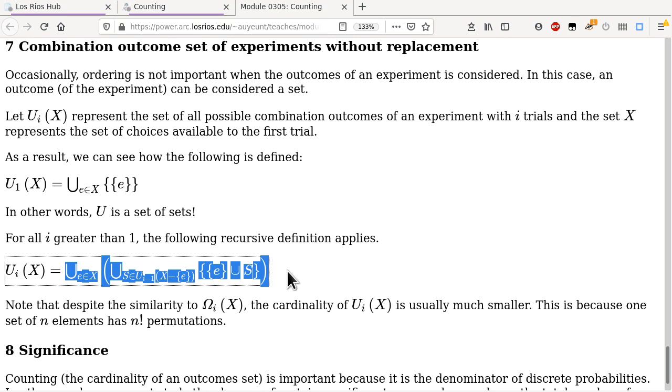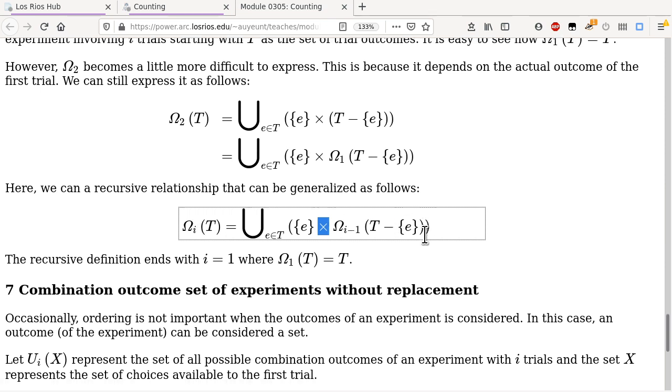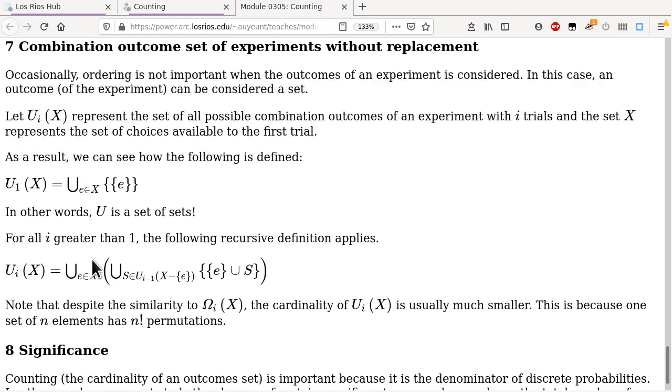Thank you. As compared to the other one, which has a Cartesian product, and Cartesian product generates tuples, and tuples are order dependent. As a result, omega will give you a set of tuples, whereas U will give you a set of sets. So are we good? Yeah, I got it now. Thank you. All right, you're welcome. Any other questions?